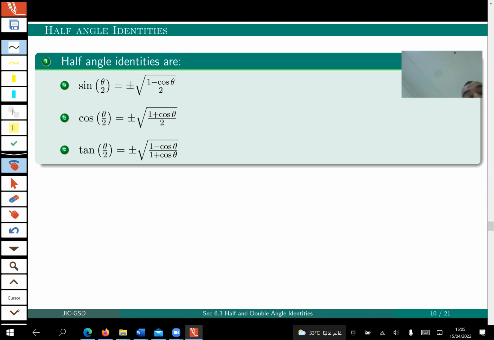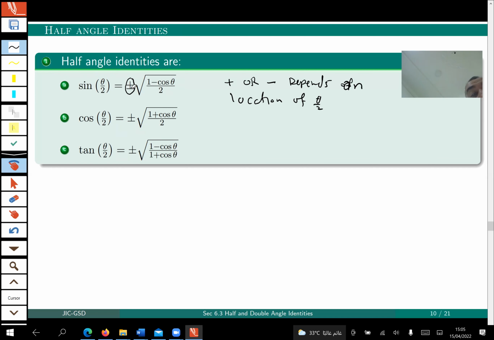Now, regarding the half angle identities, which can be justified from the double angle identities, I need to make a comment on the rule. First of all, the plus or minus depends on the location of theta over 2.